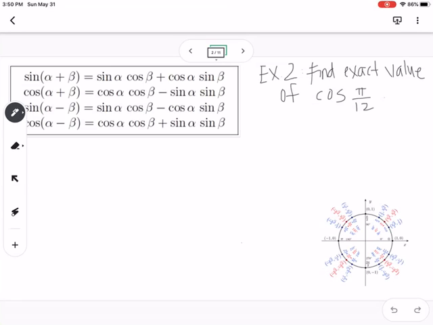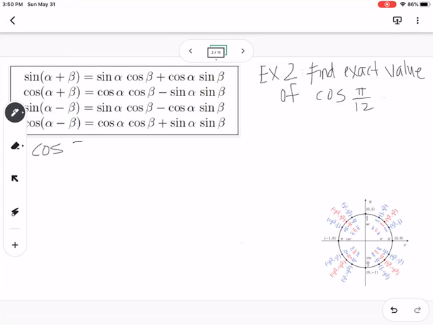So we know 12. We can use pi over 3, pi over 4, pi over 6. So we're going to figure that out. And it's just breaking up pi over 12. So I used, instead of the book, 3 pi over 12 and 2 pi over 12. So let me just show you what I'm talking about.